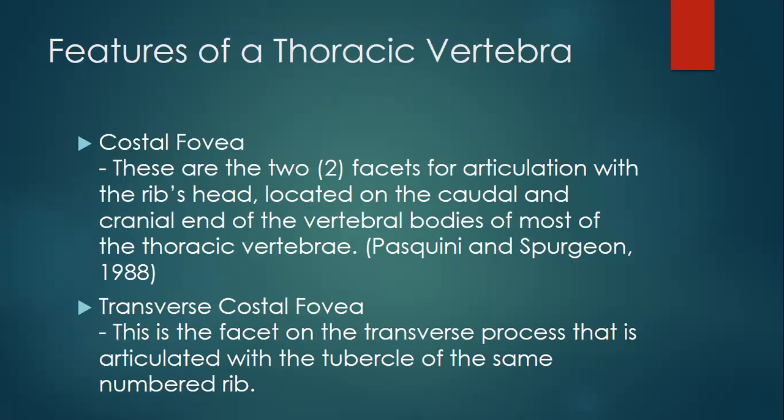So what are the features of your thoracic vertebrae aside from having a very prominent spinous process? They have costal fovea and transverse costal fovea.